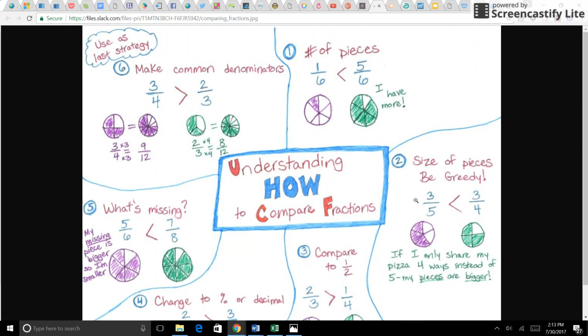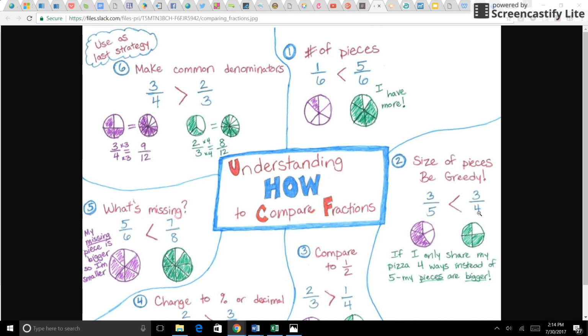In my number 2 example, we're going to look at the size of the pieces. I have 3/5 and 3/4. And I tell students that this is a chance for them to be greedy, something that you never hear about. But in each of these cases, you would get 3 pieces. So if you're sharing something like a pizza with 5 people and you get 3 pieces, those pieces have to be cut so that everybody would get an equal amount split 5 ways.